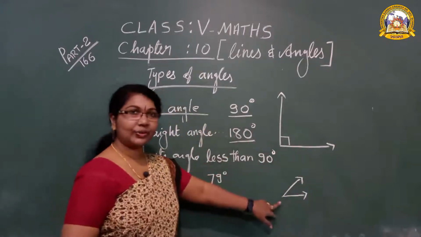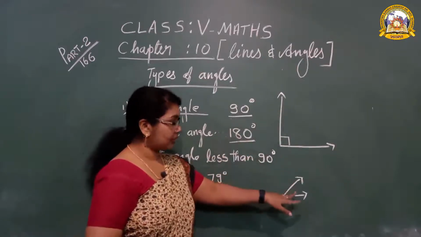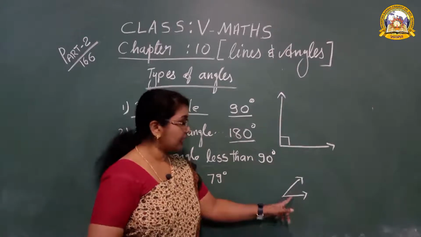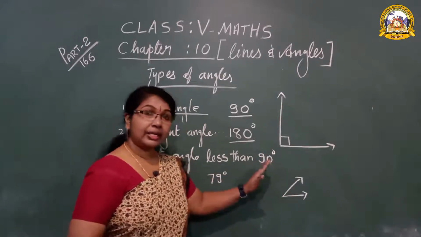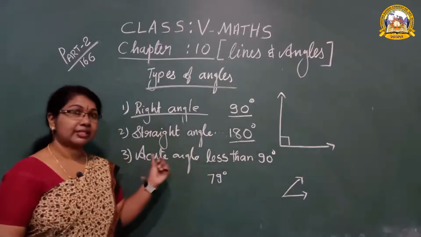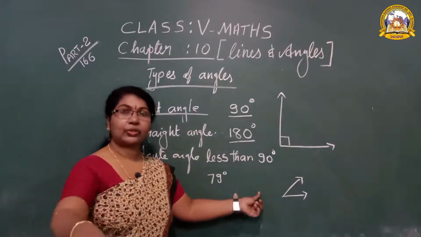Less than 90, no? If you are coming this side, it is obtuse angle, and the small angles are called acute angle. If you are measuring, it will get the degree less than 90 degree. Once more, an angle measure is less than 90 degrees. Such angles are called acute angle.